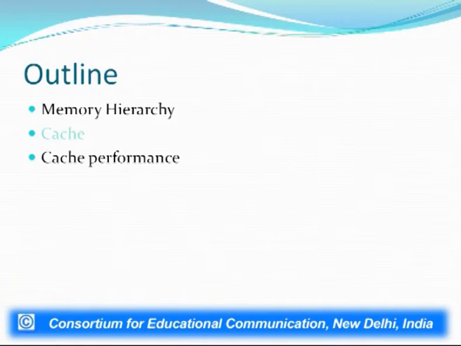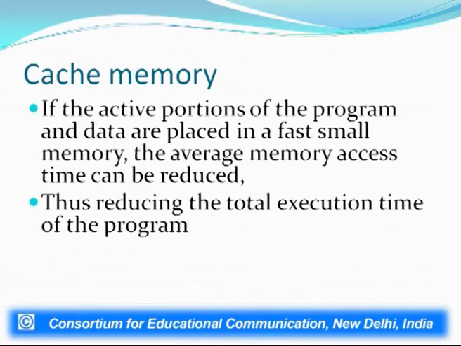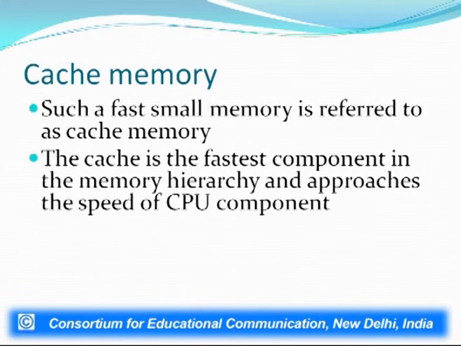Now we again talk about the cache memory. If the active portion of a program and data are placed in a fast small memory, the average memory access time can be reduced, thus reducing the total execution time of the program. Such a fast small memory is referred to as cache memory. The cache is the fastest component in the memory hierarchy and approaches the speed of CPU components.